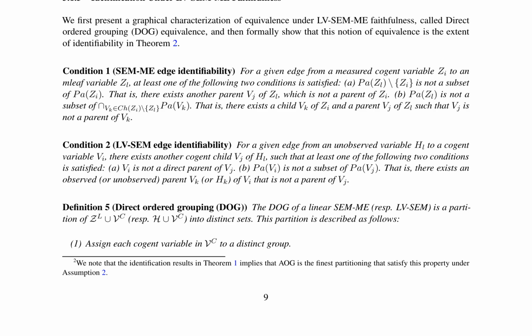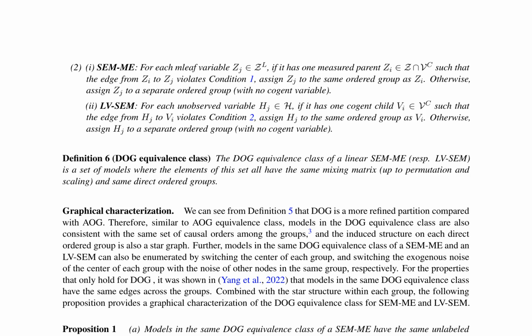Moreover, the authors introduce the concept of direct ordered grouping, DOG, equivalence, which is a more refined partition compared to AOG. For a given edge from a measured cogent variable to an M-leaf variable or from an unobserved variable to a cogent variable, certain conditions must be satisfied for identifiability. The DOG of a linear SEMME or LVSEM is a partition of the variables into distinct sets, where each cogent variable is assigned to a distinct group, and M-leaf variables or unobserved variables are assigned to the same ordered group as their parents or children if certain conditions are satisfied.